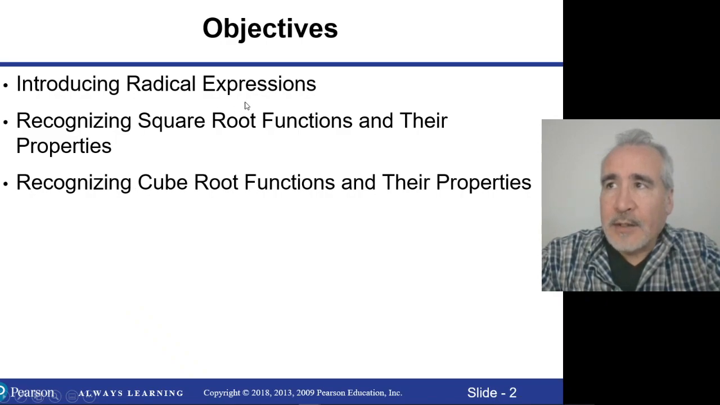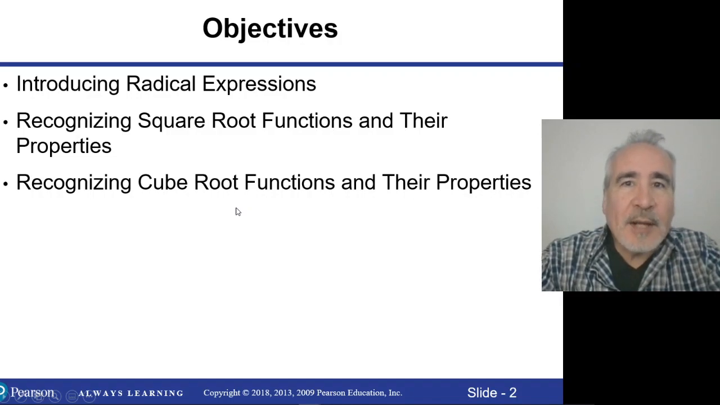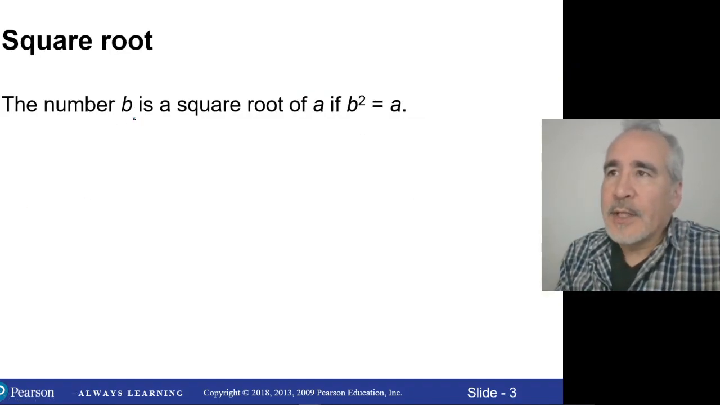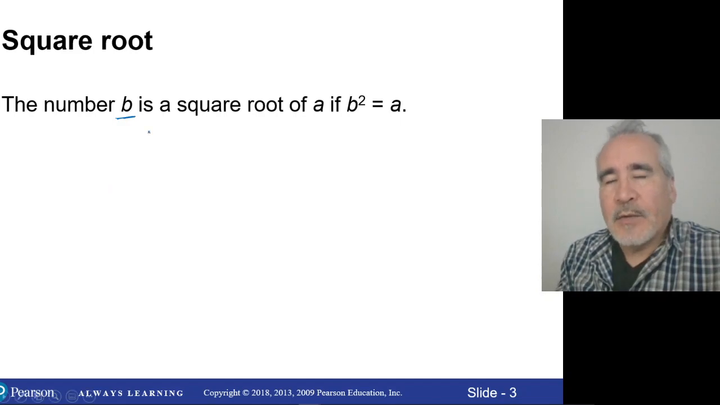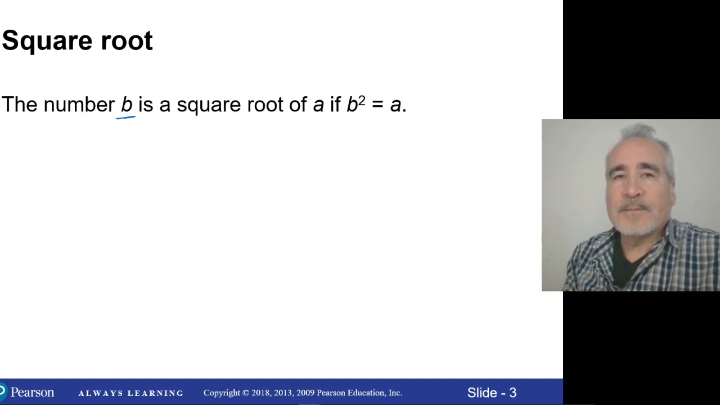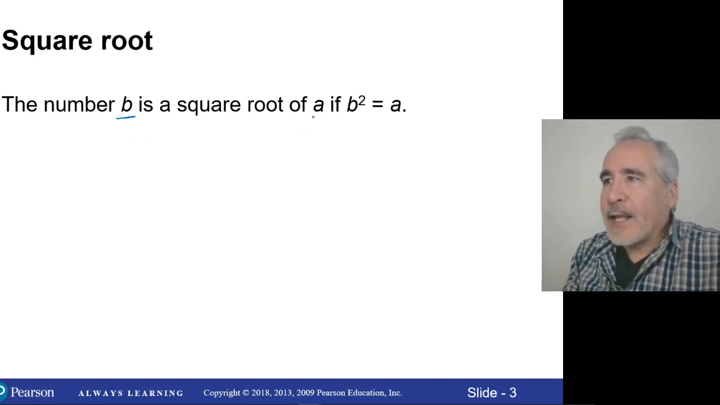So we're going to look at radical expressions. We're going to look at square roots, cube roots, and other types of roots as well. First of all, we start off with a square root, and it's a number b. Remember, b is any letter at the beginning of the alphabet, and stands for an unknown number. Not really a variable, but a number that, once we find out what it is, sort of sticks. So b is some kind of number that when we take it and square it, it equals a. So b would be called the square root of a.